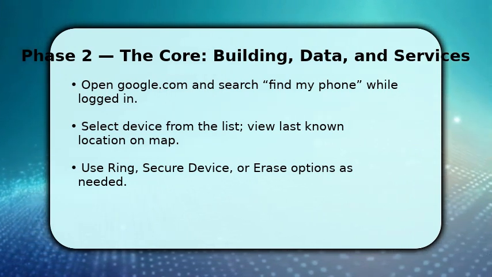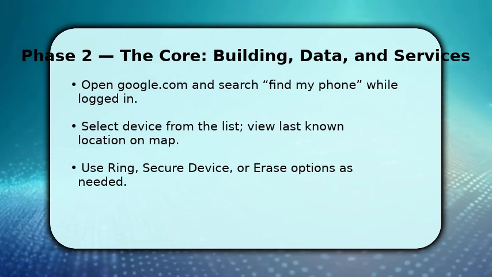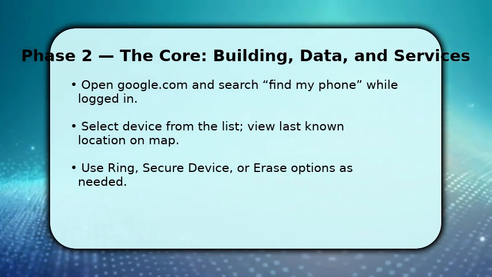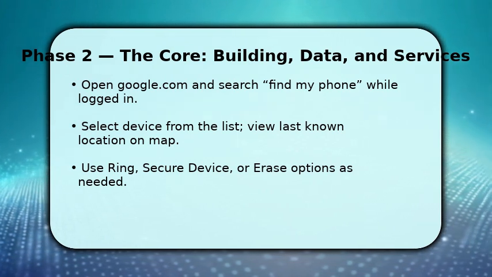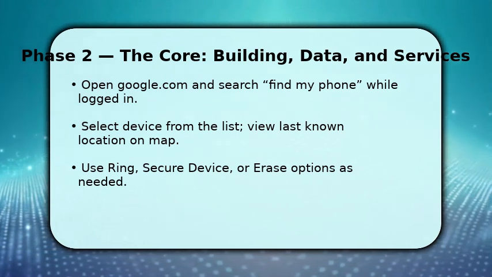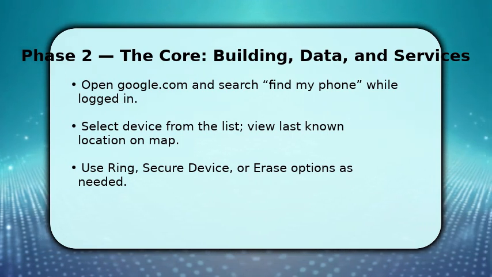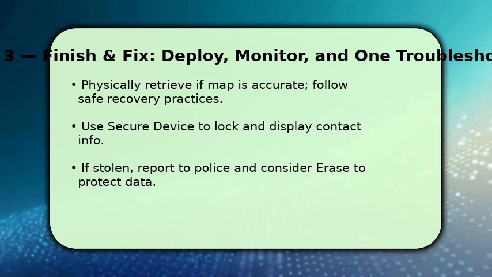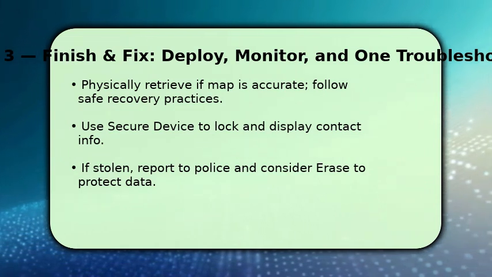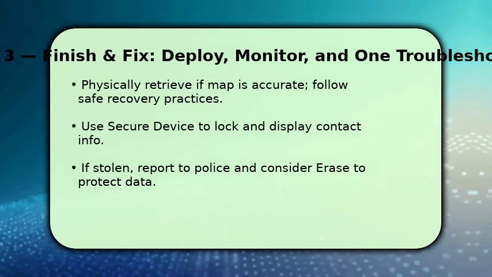Use the ring option to make the phone play a loud sound. If you can't reach it, choose Secure Device to lock it with a message or erase as a last resort. If the map shows a precise location, go retrieve the phone safely or ask someone local to help. Do not confront suspects. Make sure to use Secure Device to lock it and display a contact number so an honest finder can return it.